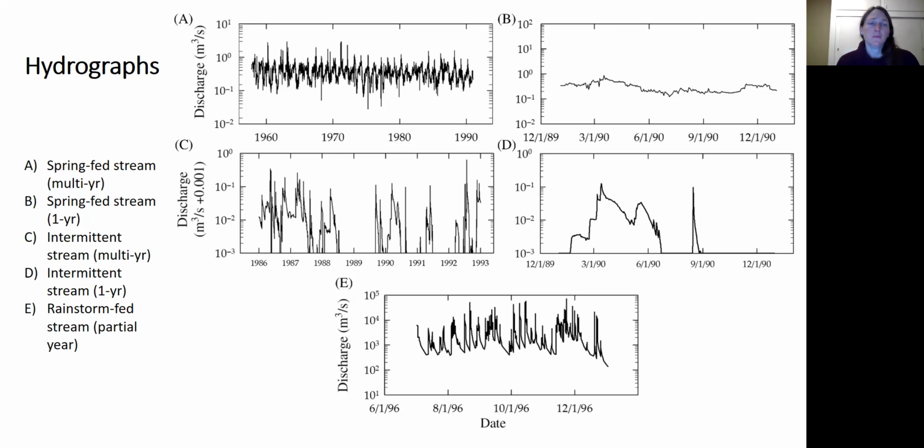Panel C shows you what an intermittent stream might look like through time. And so there are peaks, and then there are troughs where it goes dry, and then it peaks again and troughs. And so you can see those patterns through time. In D, it shows you an intermittent stream over just 1 year. So it shows you the peaks when the water is flowing, and then it dries up, and then another storm happens, and it dries up. And then panel E shows you a rainstorm fed stream. So a lot more variation around the mean when a stream is relying on rain versus spring fed streams. So lots of really cool patterns we can see in hydrographs.